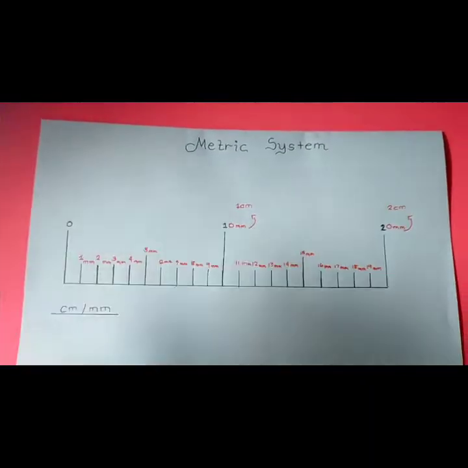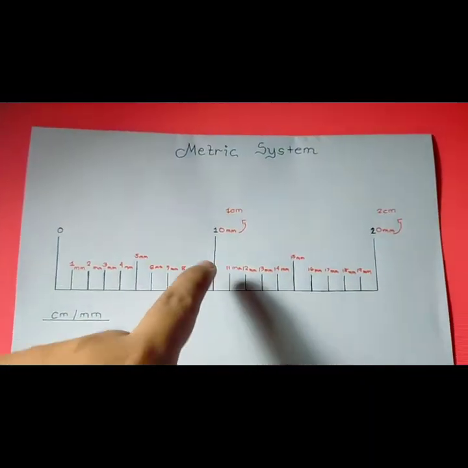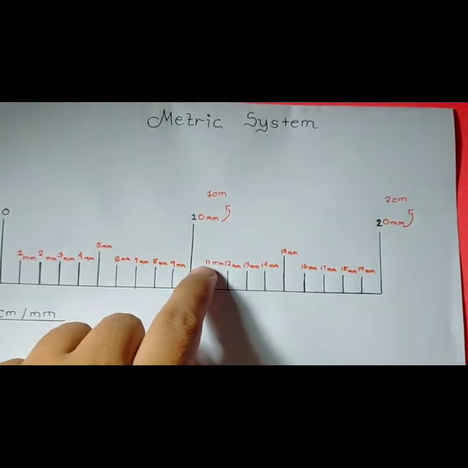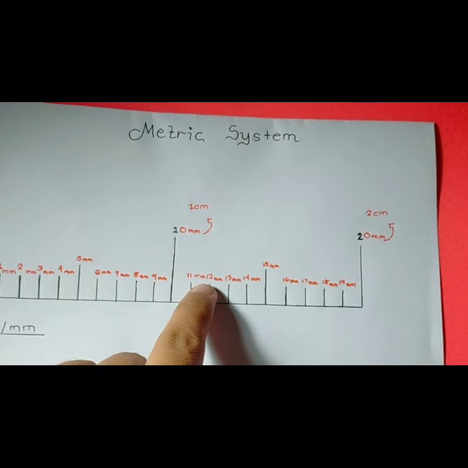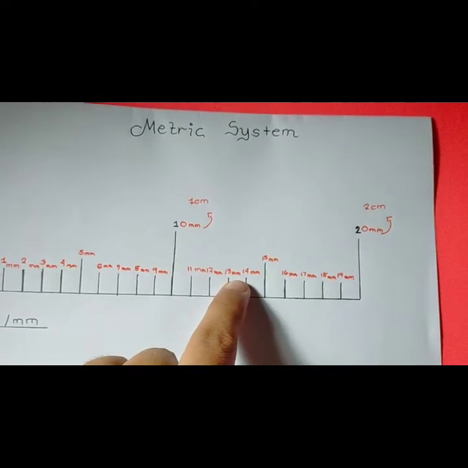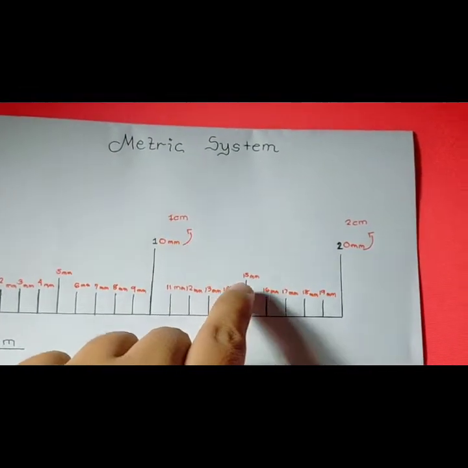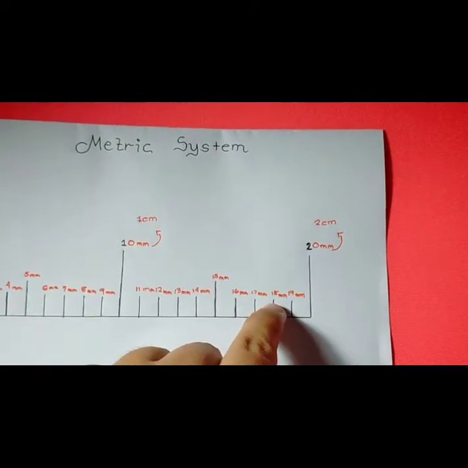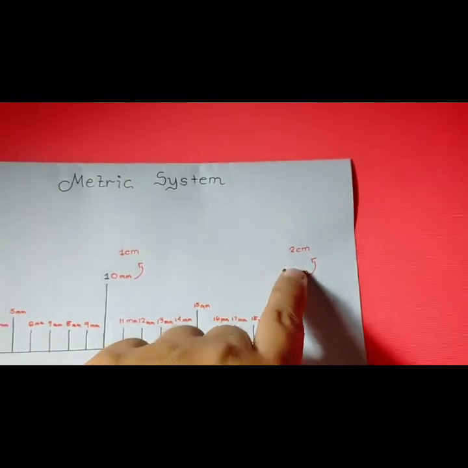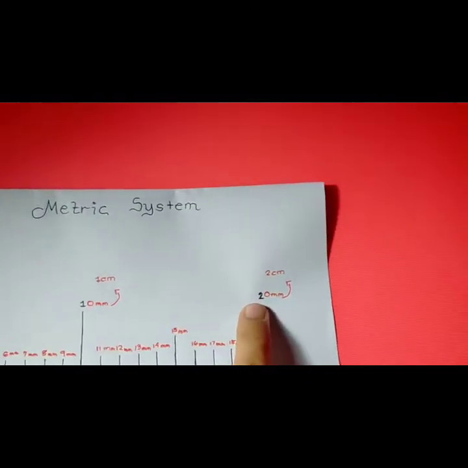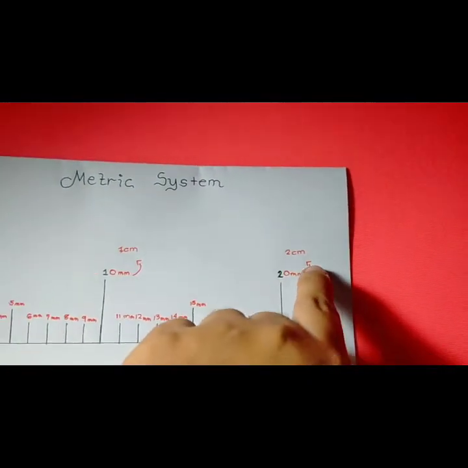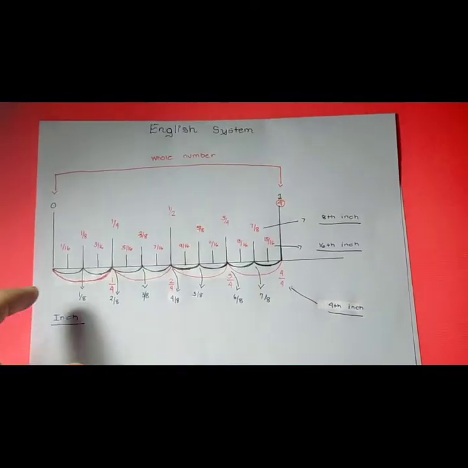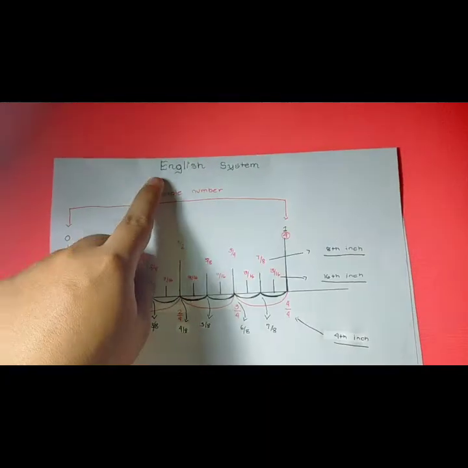So as we continue, we will start from 10, and now we will continue to 11 millimeter, 12 millimeter, 13 millimeter, 14 millimeter, 15, 16, 17, 18, 19, 20 millimeter. So 20 millimeter is equivalent to 2 centimeter. So now let's go to the English system.